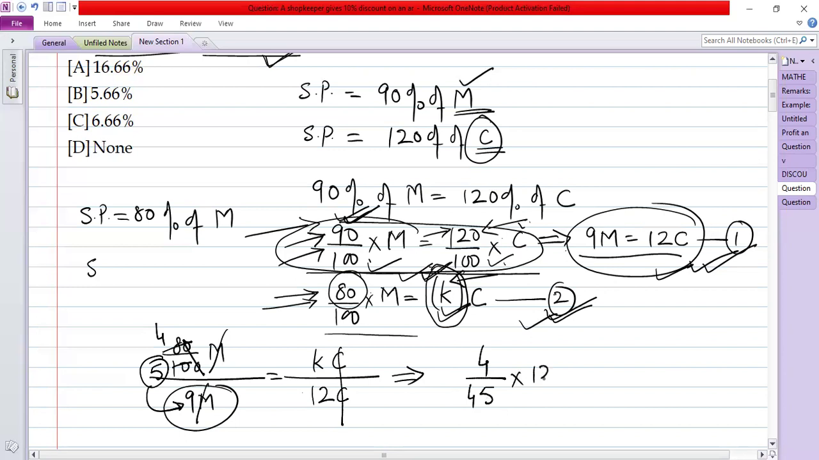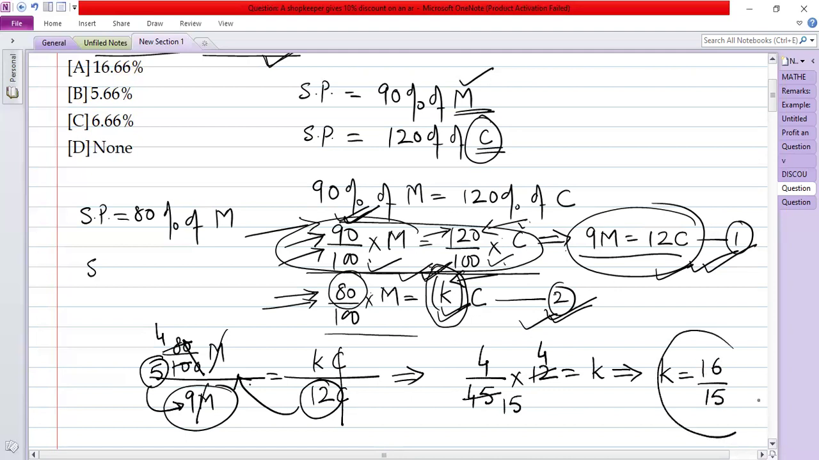And this into 12. Actually, why 12? Because this 12 will come to this side into 12. That will be the value of K. So what is the value of K? Final value. So here it will be 4 and here it will be 15. So K is nothing but 16 by 15. Okay. So this is the value of K, which is 16 by 15.